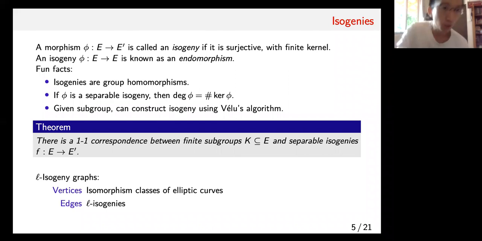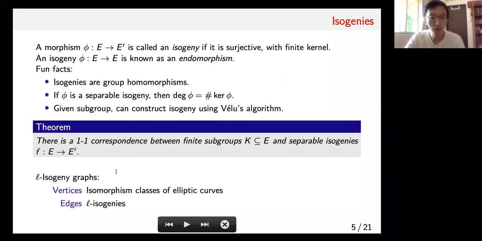And since I'm talking about isogenies, I thought I might as well talk about isogeny graphs as well. An L-isogeny graph is basically made of two things. The vertices are isomorphism classes of elliptic curves. You can just think of them as j-invariants. And then the edges are L-isogenies, where L is the degree of the isogeny. Okay, so this is what you need to know for now. We might go into that in more detail later. The most important thing to take away from this slide really is this theorem, that for each finite subgroup, you have a separable isogeny.